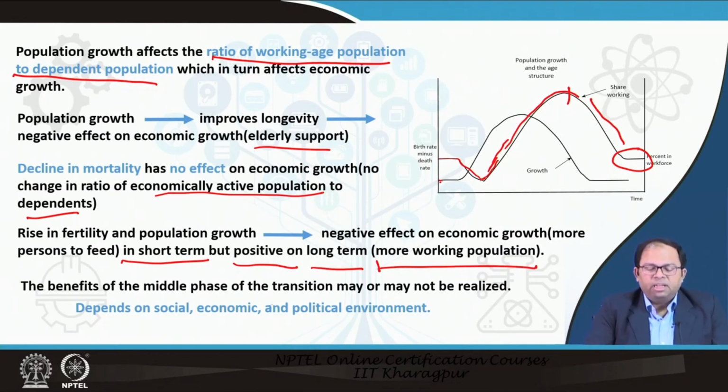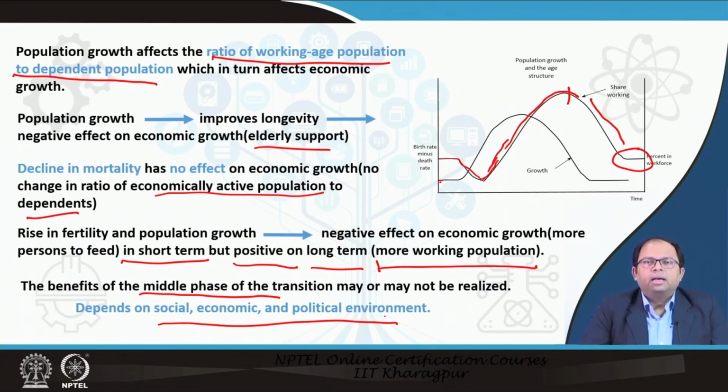The benefits of the middle phase of transition may or may not be realized. That means the demographic dividend, which refers to this middle phase of transition where we have a bulge population, when it moves into the middle ages, leads to a lot of economic development for a country. But depending on the social, economic and political environment of an area, this benefit may or may not be realized for a particular country.